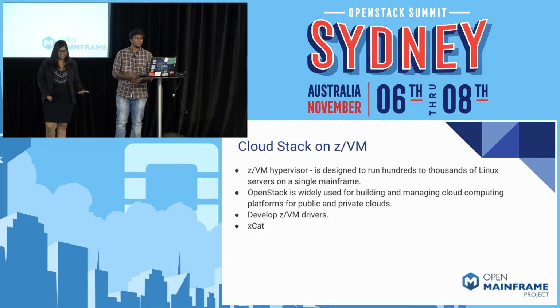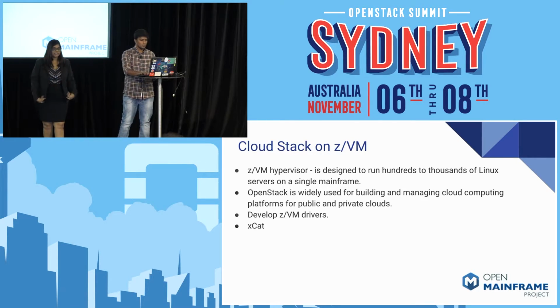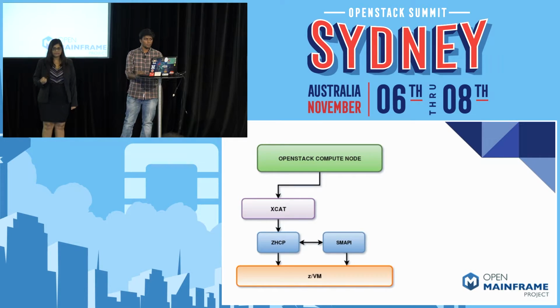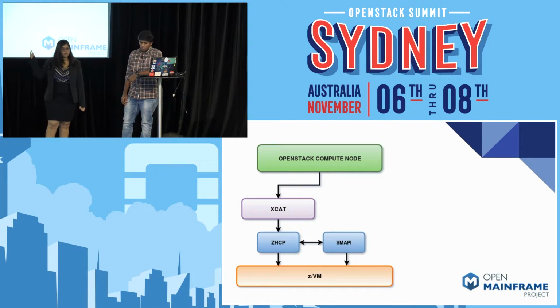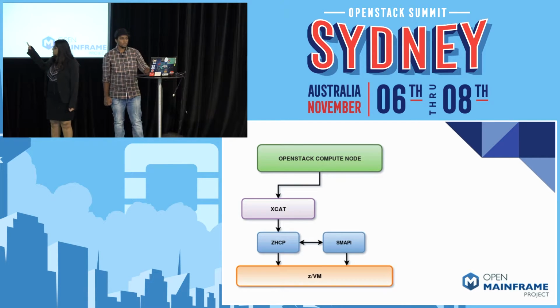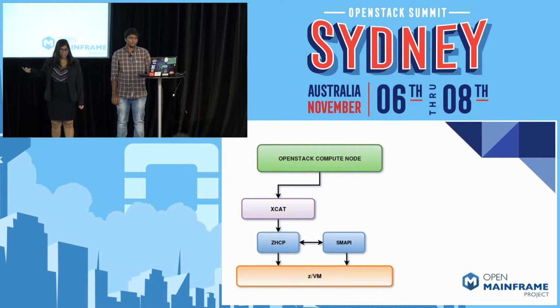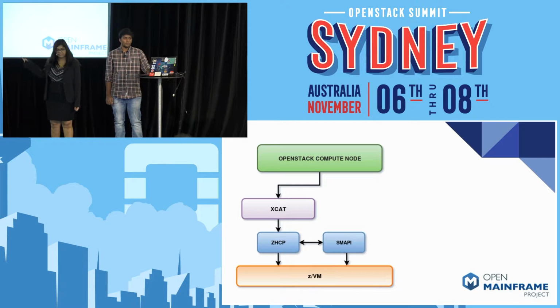ZVM uses xCAT, which is Extreme Cloud Administration Toolkit. It is designed to administer Linux OS on ZVM. Now, as you can see, OpenStack compute currently uses xCAT to interact with ZHCP, which in turn enables it to interact with the ZVM.